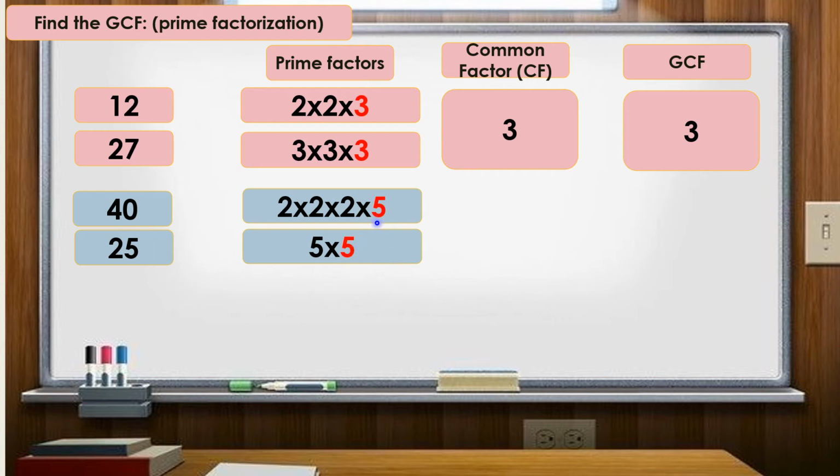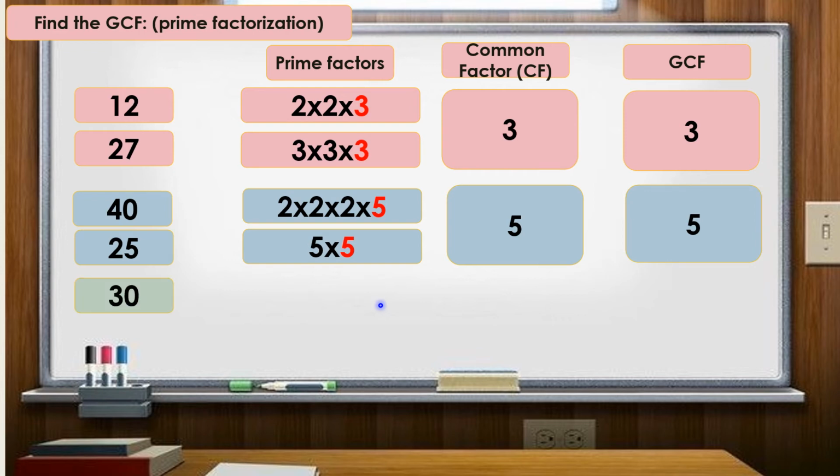So as you can see, only 5 is their common factor. Therefore, you need to write the common factor 5. And then therefore, there is again one common factor. Therefore, that is the GCF. Okay? And lastly, 30 and 45.